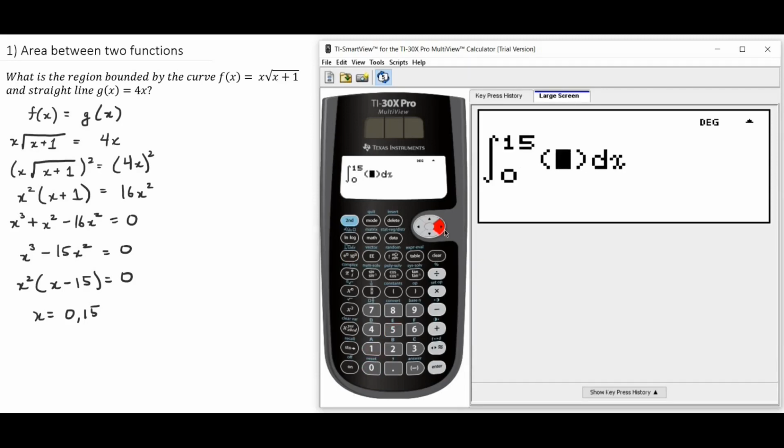Now we just have to subtract the two functions to get the area bounded by the curves. In this case it would be g of x minus f of x, because when you graph it, g of x would be the upper function. I'm going to place both of the functions in parentheses and subtract them.